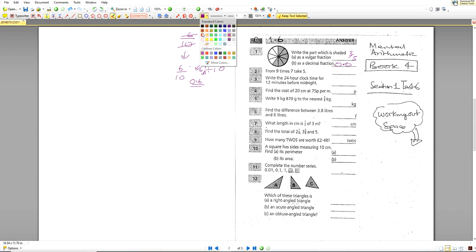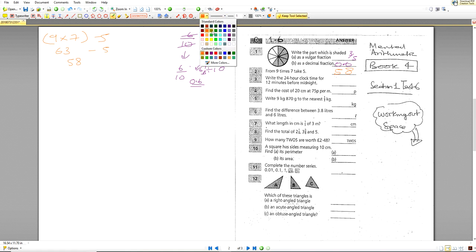Right, let's get a nice color. Here's a different color. Okay, let's do it. From 9 times by 7, take away 5. So 9 times 7 will give you 63. 63 minus 5, that'll give you 58. So that's 58, that's done.